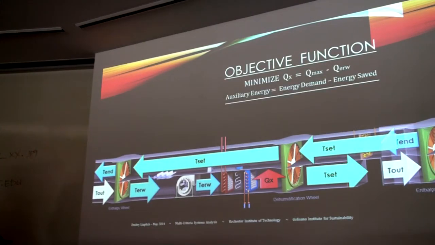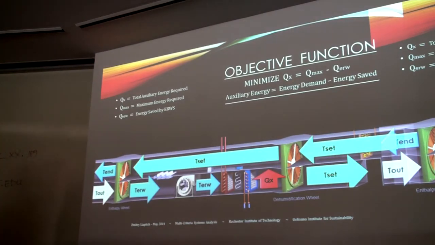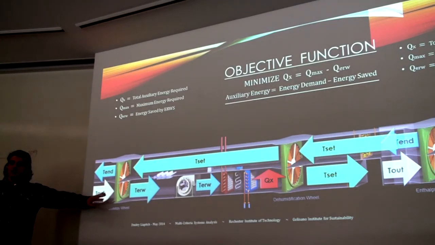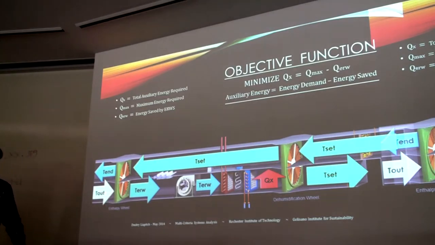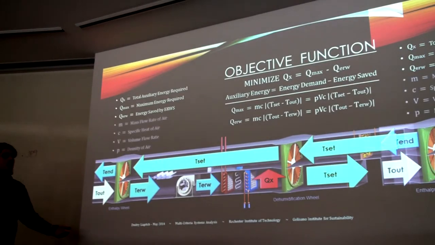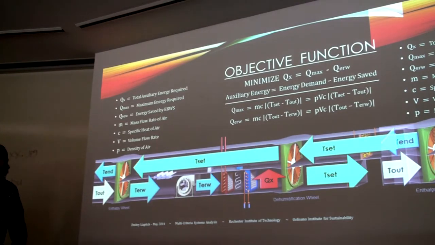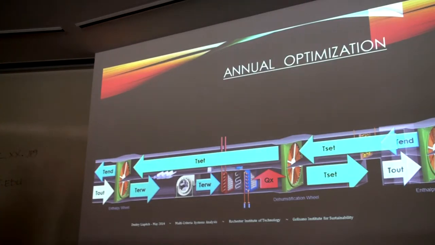So the objective function is to minimize this additional heat required by subtracting the amount of energy that's being saved from the enthalpy wheel from the entire energy that needs to be applied. So using the equation for heat transfer, Q equals m c delta T, knowing the mass flow rate of the air, the specific heat of air, and the difference between the temperatures, you can calculate how much energy is actually required to accomplish this.